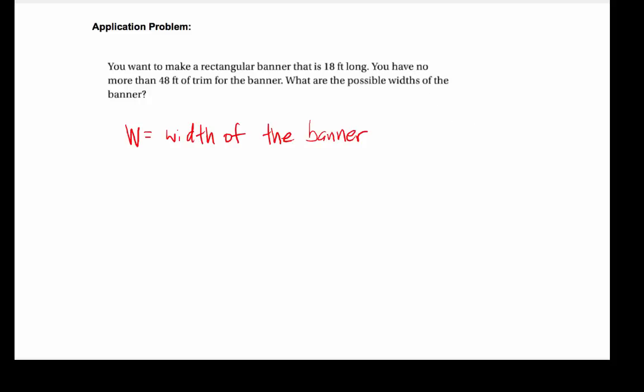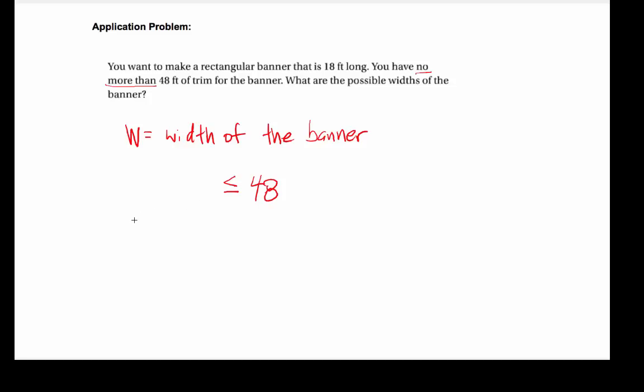In the problem here it says no more than. What does that mean mathematically? No more than means it can't be greater than, right? So it has to be less than. Now, no more than 48 means it could be 48. So what we've got here is a less than or equal to 48 situation. The question is, what goes here on the left side? What is less than 48?